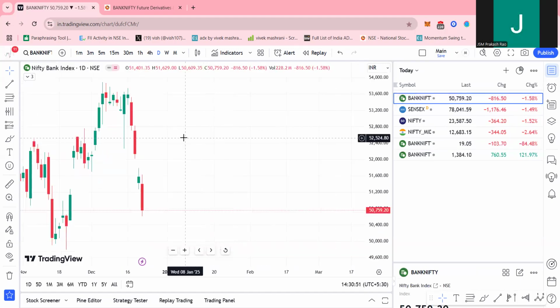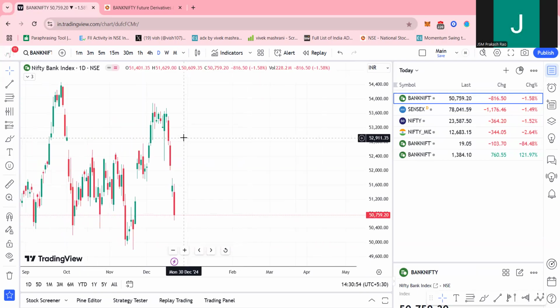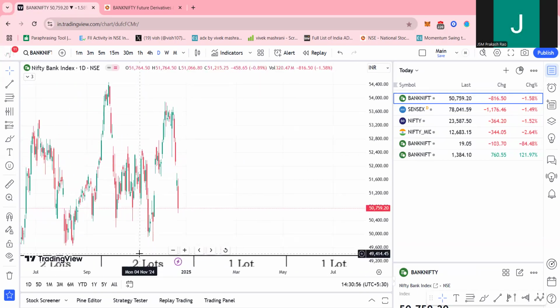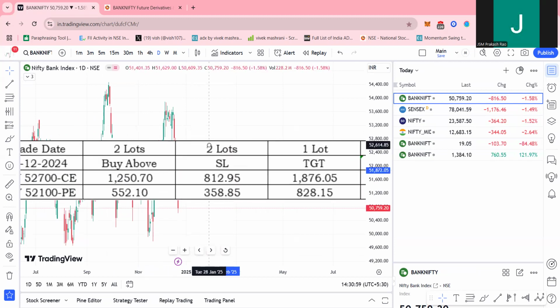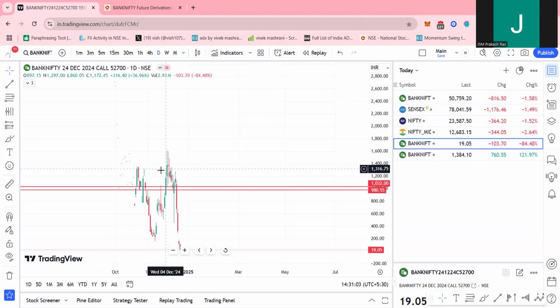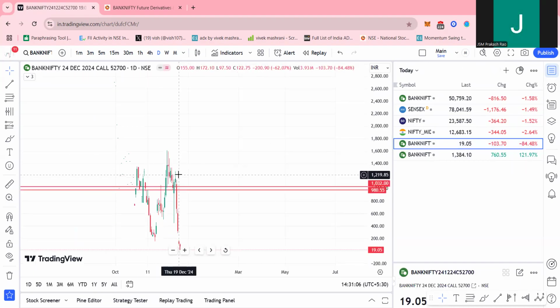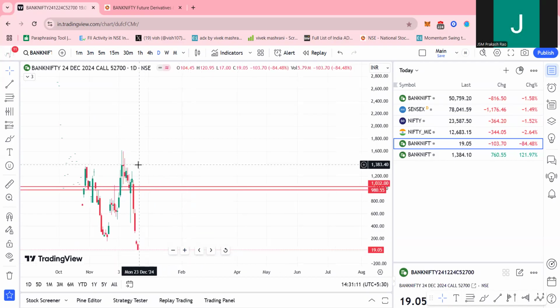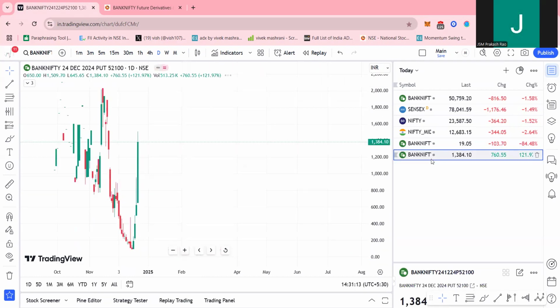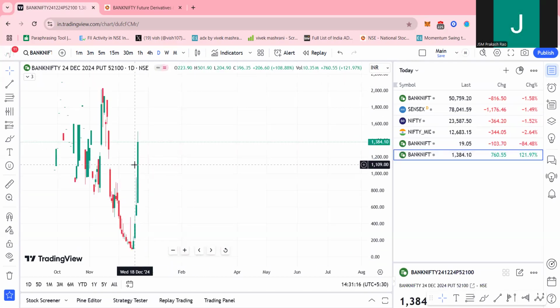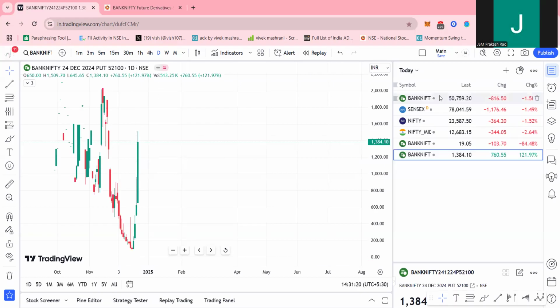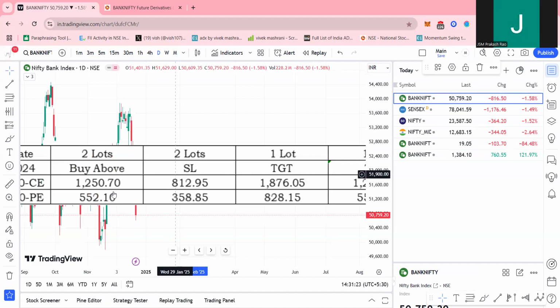What is my entry? One minute, where has it gone? Call side 1,250, only then I will enter. Was there an entry on 19th December? It has not crossed 1,250. So I will not take the trade on the call side. Now, on the put side on 19 December, the high made is 956. 552 was my entry.